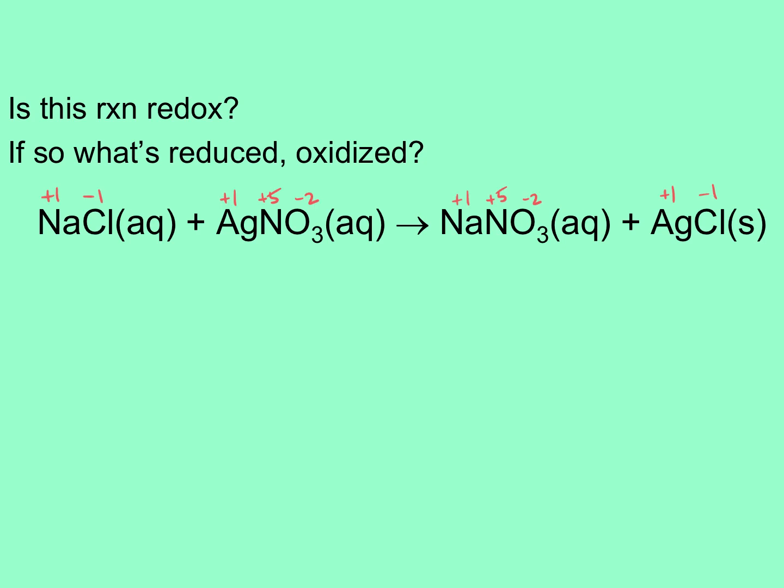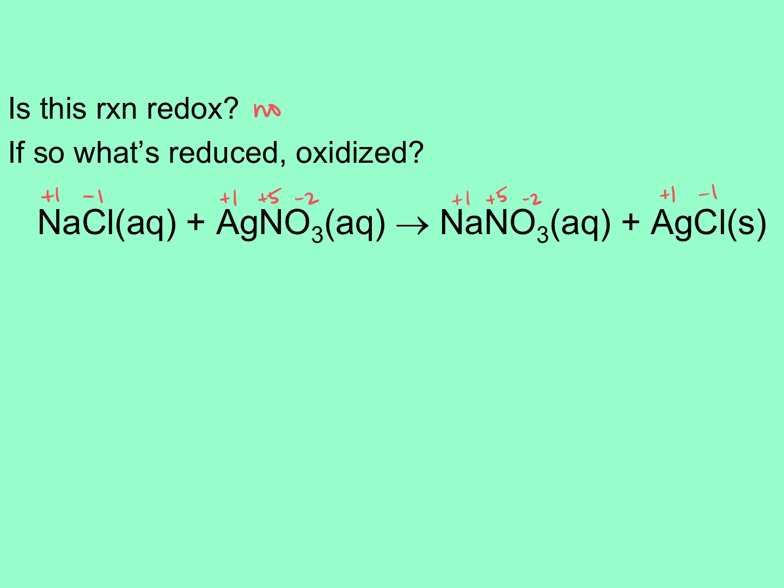So you can see here that there is no change in oxidation numbers. This is in fact a precipitation reaction, which is not a redox reaction. The ions don't change their charges at all in the process. They're just forming ionic compounds with other ions. So this reaction is not a redox reaction. There's no change in the oxidation number.